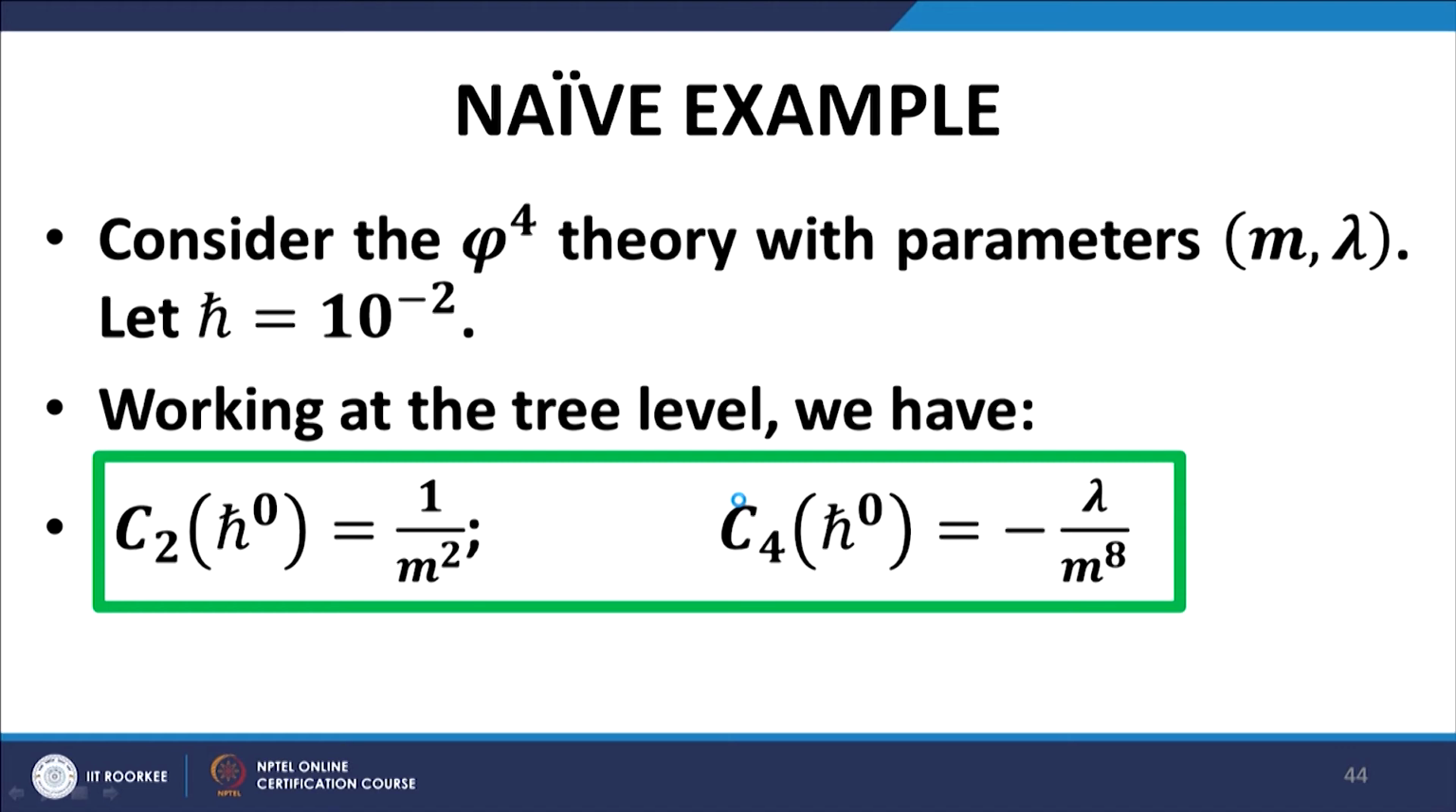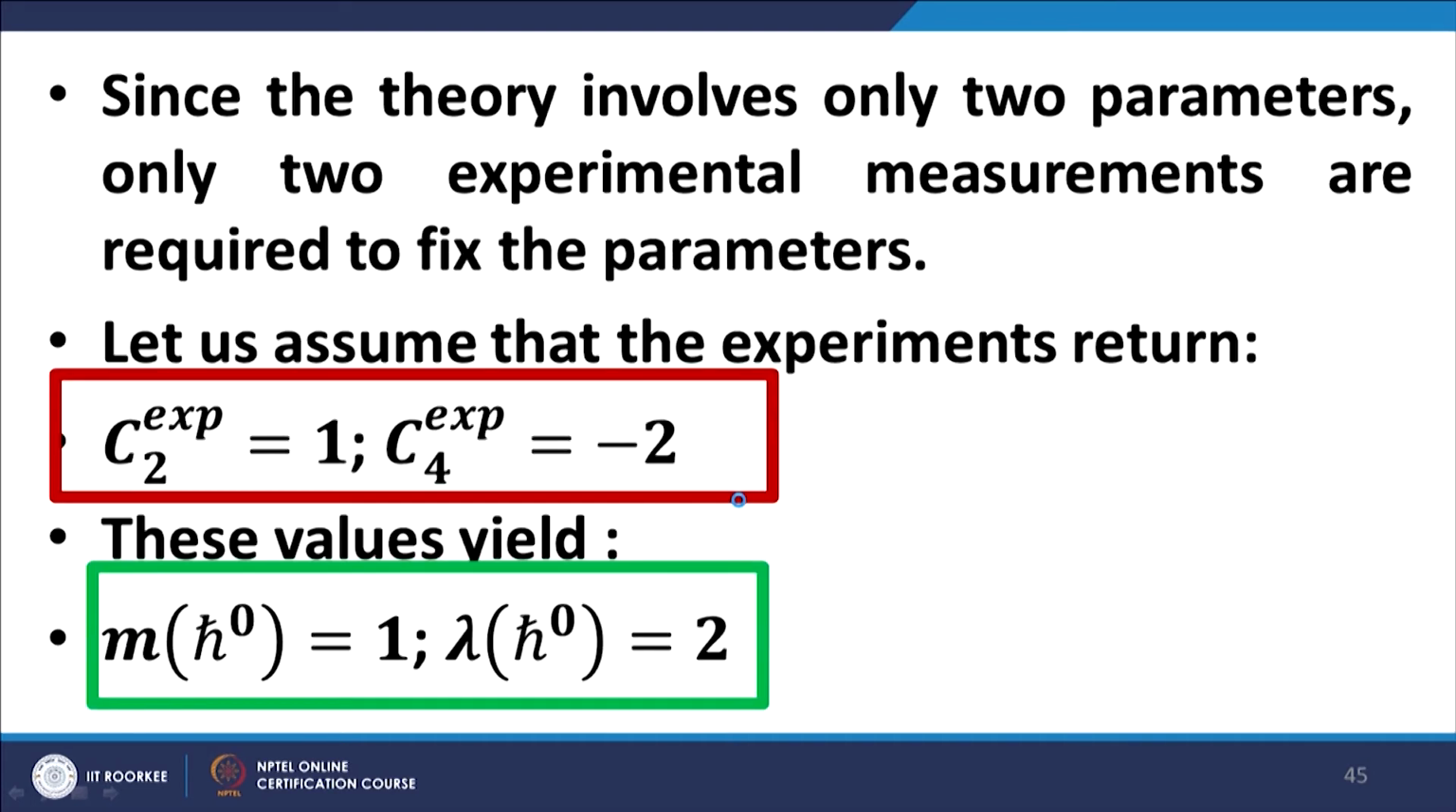So, to repeat, we are having a phi-4 theory. The parameters are m and lambda. H bar we have taken as 10 to the power minus 2, and the formulas for C2 and C4 that we know at the tree level are 1 upon m square and minus lambda upon m to the power 8.